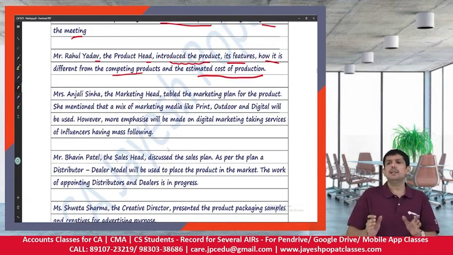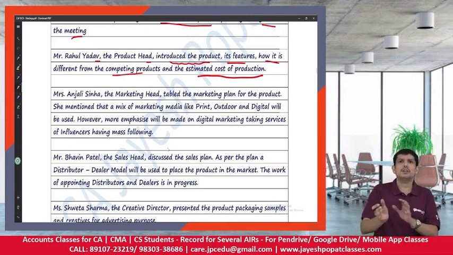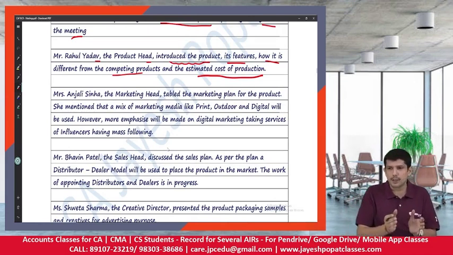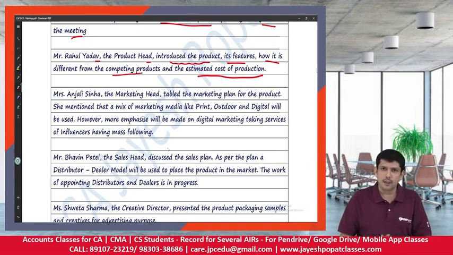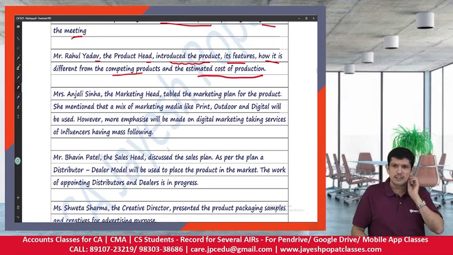Then, the production head did his work. He introduced the new product. He talked about the features. He talked about how it is different from the competing product. What is the estimated cost of production? Now comes Mrs. Anjali Sinha, right?